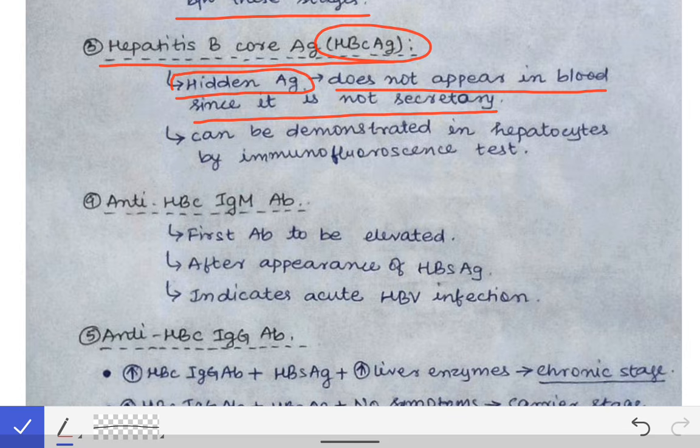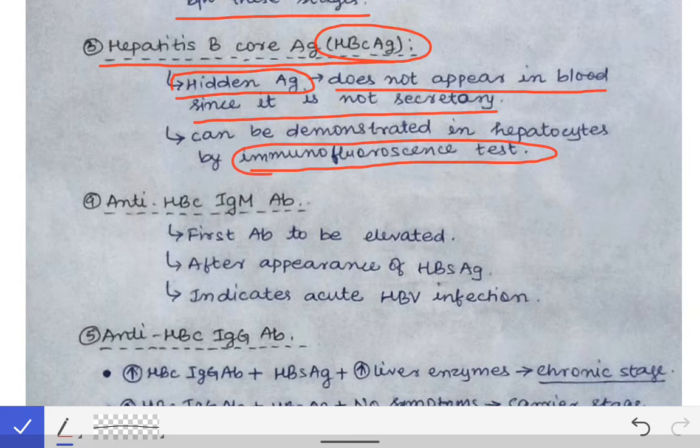For detecting the HBc antigen, we have to perform the immunofluorescent test, because these antigens are present within the hepatocytes. They do not get secreted into the blood. So we have to take a section of the liver, and with the help of the immunofluorescent test in the hepatocytes, we can demonstrate the HBc antigen. So that is not an antigen which helps us in diagnosis. We do not go for HBc antigen for diagnosis of hepatitis B. I have included it just for the sake of knowledge in the diagnosis of hepatitis B infection.